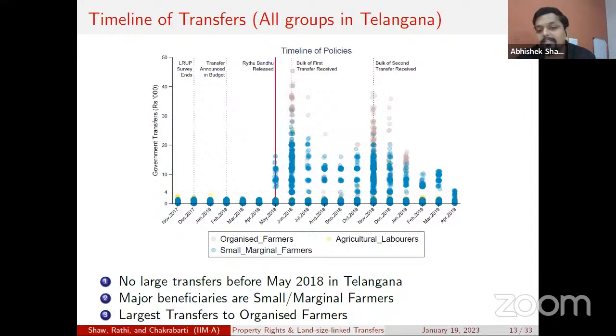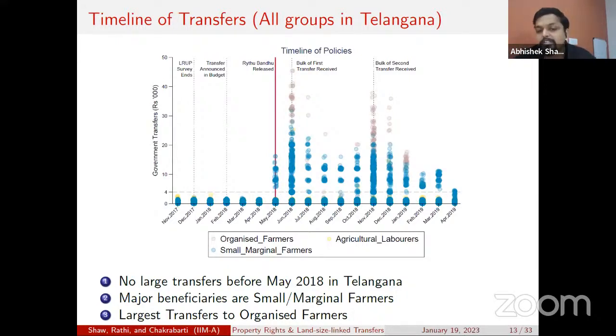That intuitively makes sense: if you have more land, you receive more transfers. The other thing happening here is that small and marginal farmers are a very large group in terms of landowners. As I said, they were 89% of the agricultural census data. So you see that most of the graph is basically blue, which tells you that small and marginal farmers were the most frequent recipients of transfers within Telangana.